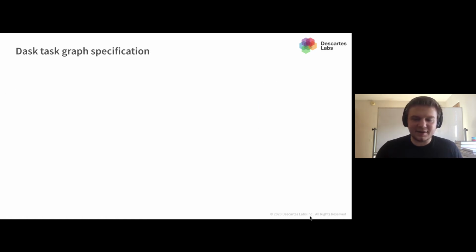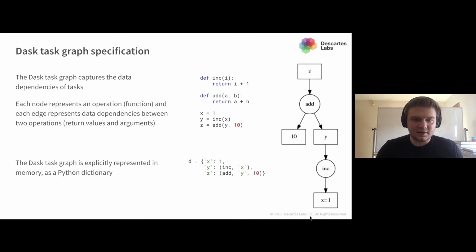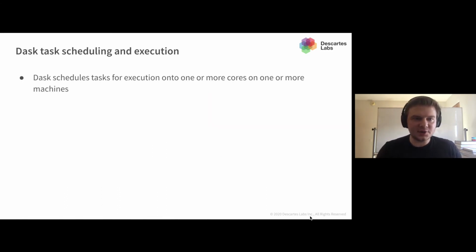The Dask task graph specification is pretty simple. First of all, the task graph just captures data dependencies. Each node in the graph represents an operation, which is just a Python function. And then each edge represents a data dependency between two operations. And it's just represented in memory as a simple Python dictionary. As for actually scheduling and executing these tasks, Dask will schedule these tasks for execution on one or more cores, or on one or more machines.